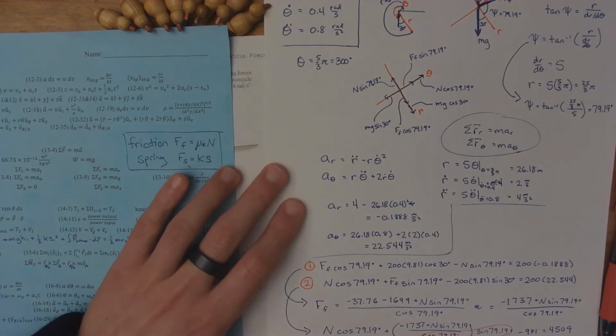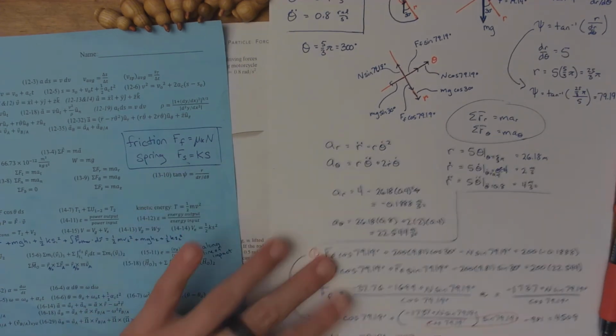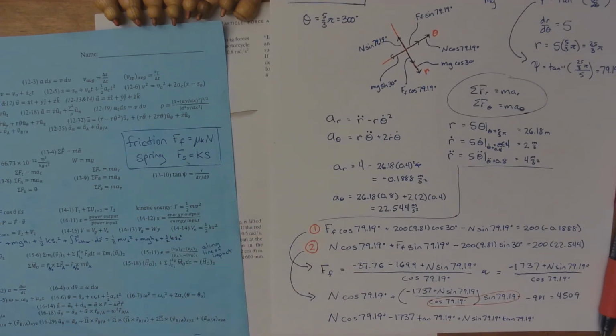So I'm going to simplify it a little bit first, so I have n times cosine of 79.19 degrees minus 1,737, so it's this times sine divided by cosine, which is tangent of 79.19 degrees, plus n times sine of 79.19 degrees times tangent of 79.19 degrees, and then the 981 I can bring over to the other side. On the other side it would be positive, and that is 5,489.8.